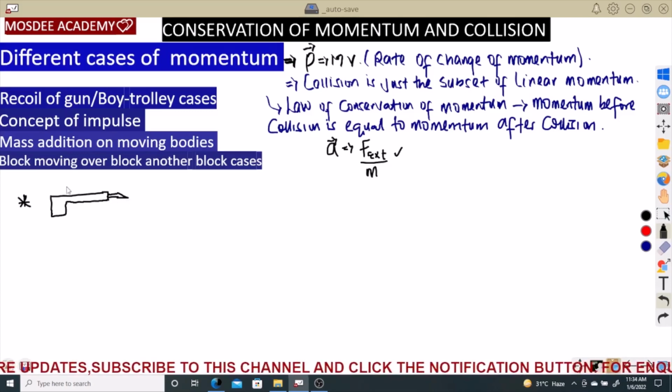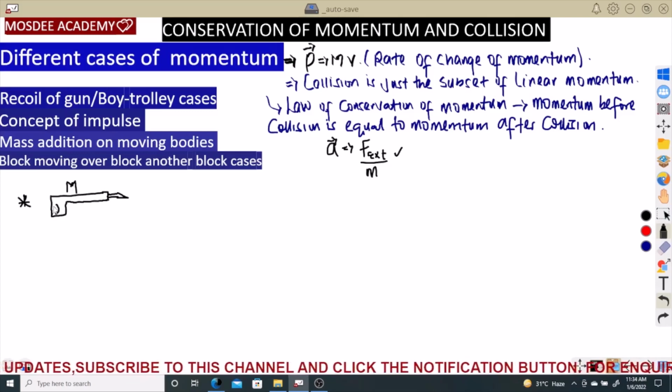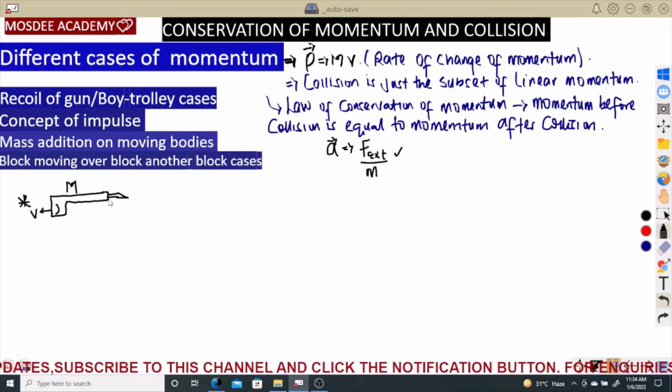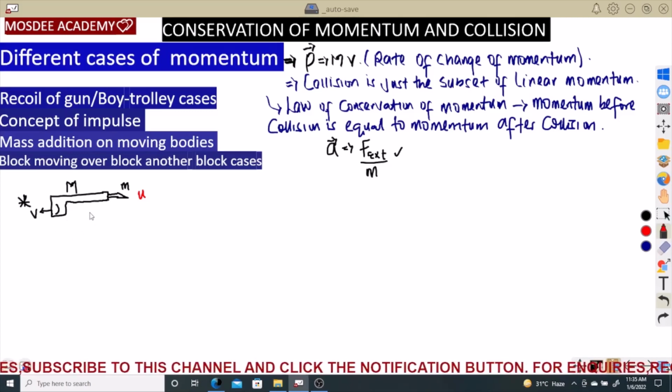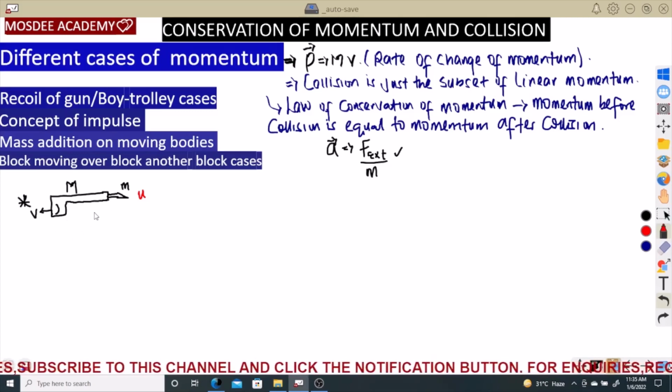So we have the initial mass of the gun as capital letter M. There is always something here that you pull, right? So now you have the initial velocity of this one. You are pulling this one with a velocity of V. So the bullet is now ejected from this. The bullet has a mass of small letter m, and the velocity of the bullet I take as U. So according to the law of conservation of momentum, momentum before collision must be equal to momentum after collision.